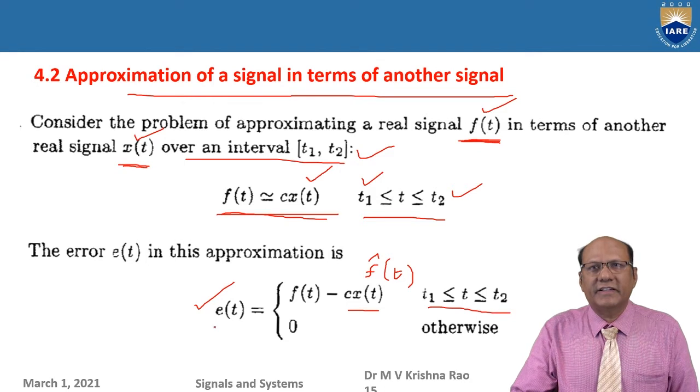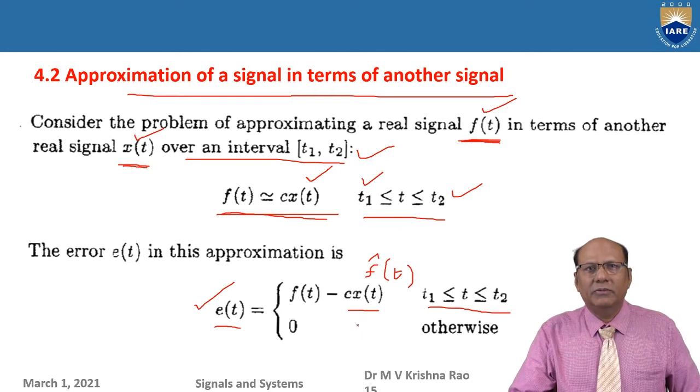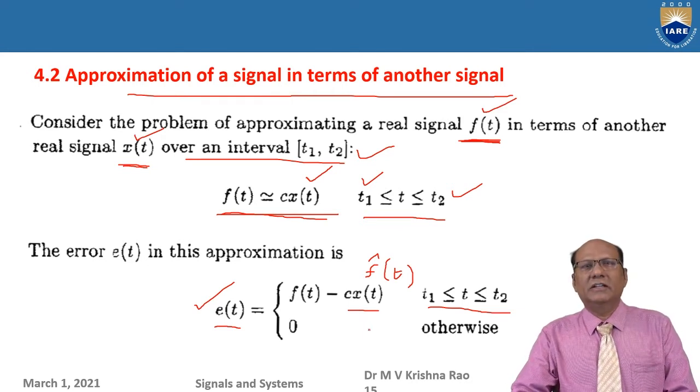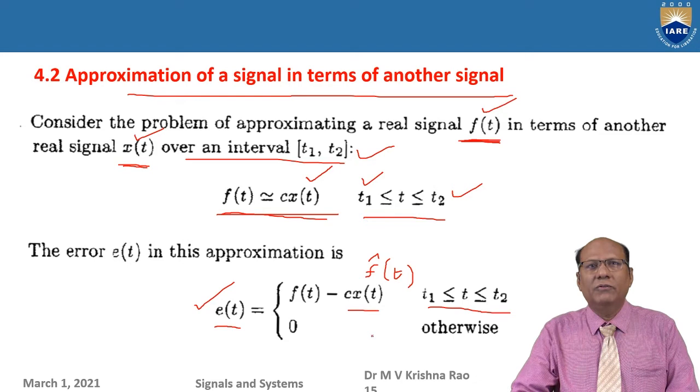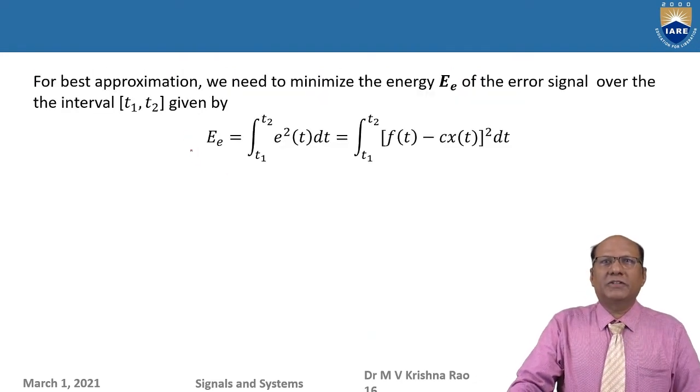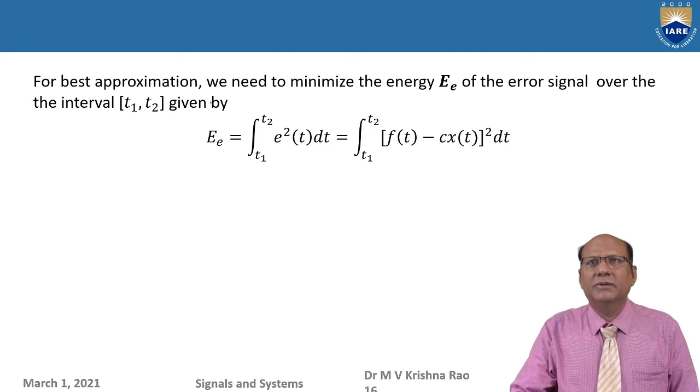function or error signal also you can say. And this is valid between the time intervals between T1 and T2. Outside, you don't know basically what is happening outside. You have no information about that. Okay. So for best approximation, what is the best approximation I can do?